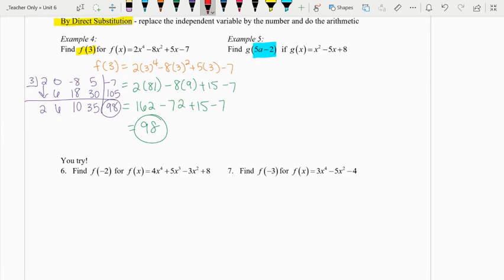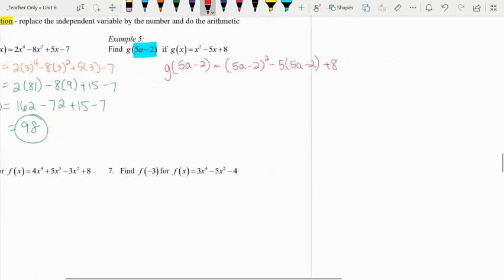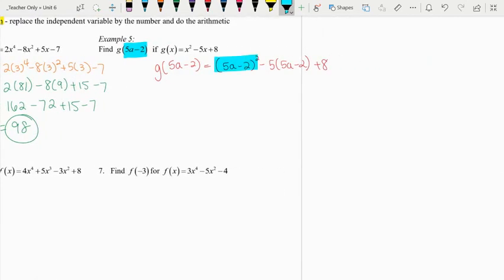So because of that, we are still going to do the same thing. We have 5a minus 2, and that is replacing your x. So we have 5a minus 2 squared minus 5 times 5a minus 2 plus 8. Okay, now here's a big, big thing. Okay, on this part, you have to FOIL this. Okay, so you have to write it twice when it's talking about being squared. You cannot just distribute it in.